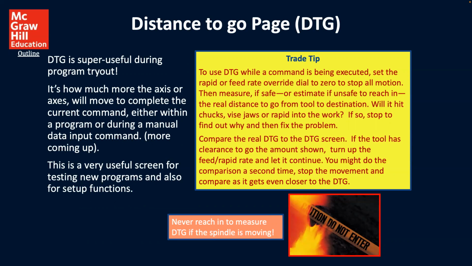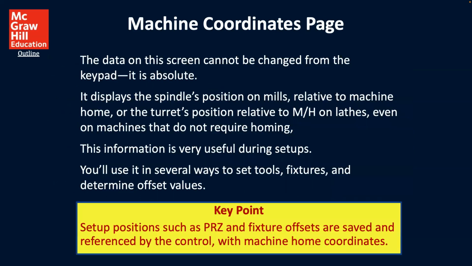Compare the real distance to go to the DTG screen. If the tool has clearance to go the amount shown, turn on the feed/rapid rate and let it continue. You might do this comparison a second time, stop the movement, and compare as it gets even closer to the destination. You never reach in to measure the DTG if the spindle is moving. So we're talking about engaging this, and so make sure that it's paused before you do that.